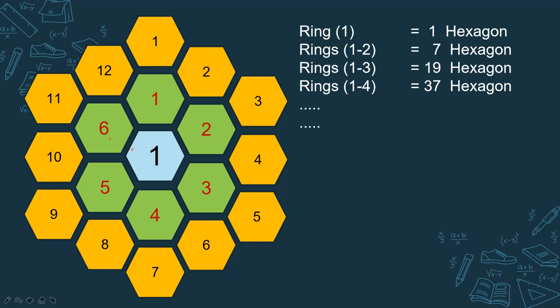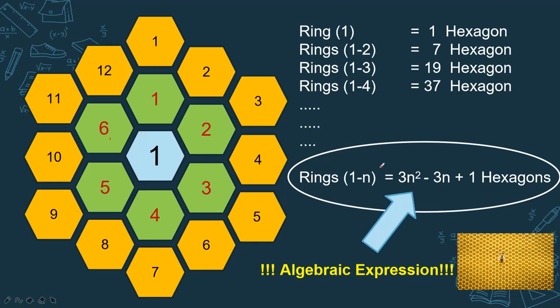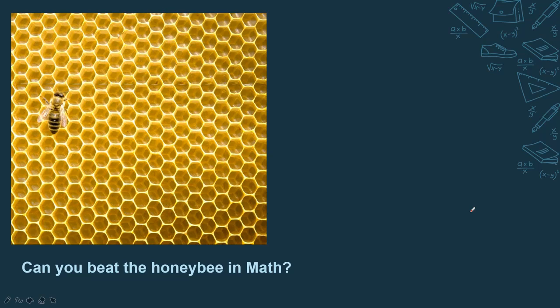Similarly, if we keep going, we get this expression. This is what we call an algebraic expression. That means the honeybee knows this algebra. The honeybee knows this formula. Based on this, she creates all these hexagons. Isn't it amazing? Can you beat the honeybee in math?